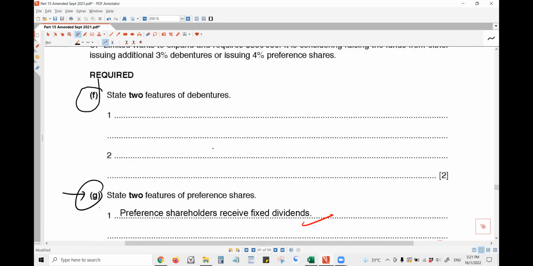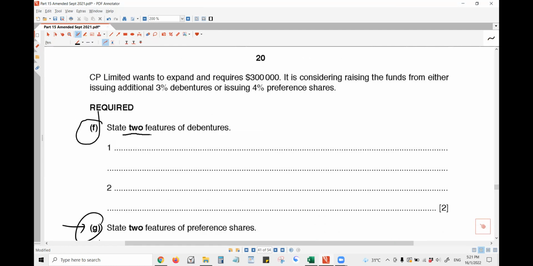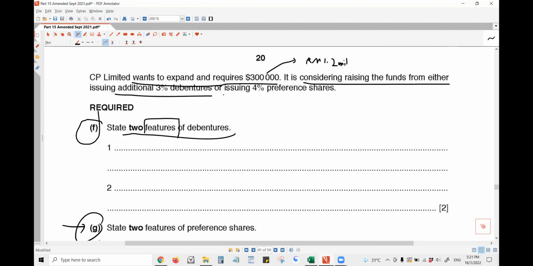You're well prepared. Okay, here: state two features of debentures. Features mean characteristics, right? Okay, a business wants to expand and requires $300,000. Convert into Malaysian ringgit, it is about 1.2 million ringgit. Considering raising the funds from either issuing 3% debentures or issuing 4% preference shares. Don't worry, the exam will not ask you to decide which one to go for.